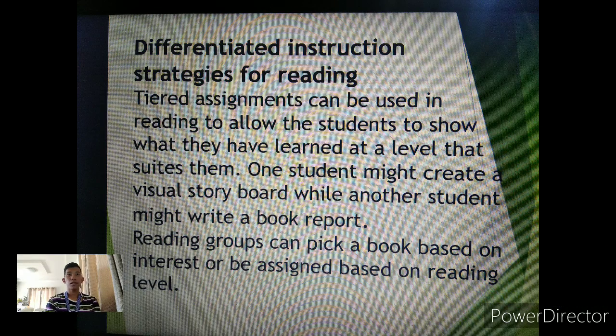Next is differentiated instruction strategies for reading. Tiered assignments can be used in reading to allow the student to show what they have learned at a level that suits them. One student might create a visual storyboard while another student might create a book report. Reading groups can pick a book based on interests or be assigned based on reading level.